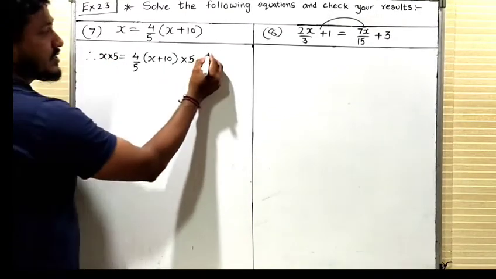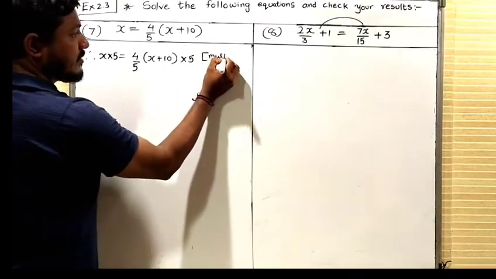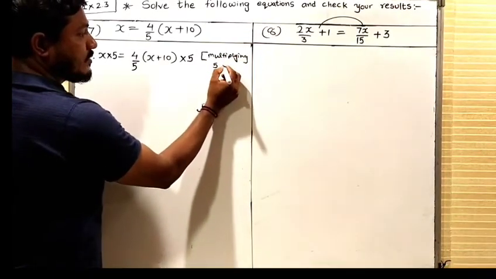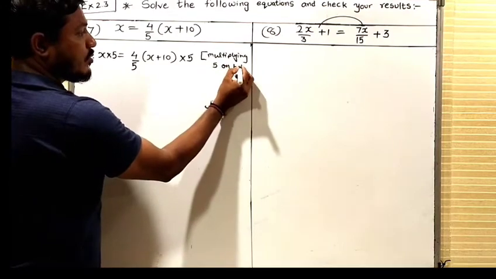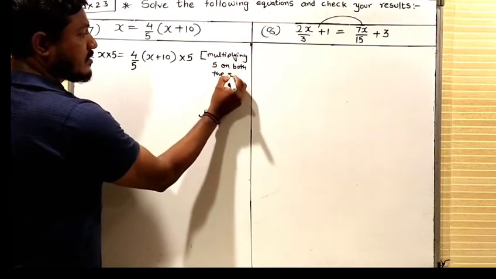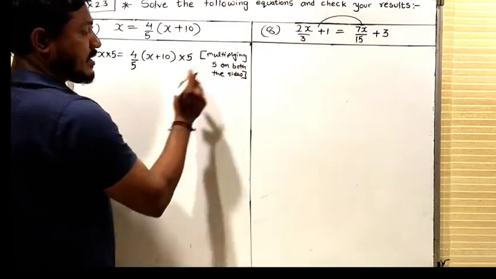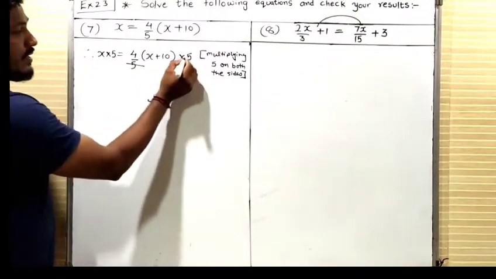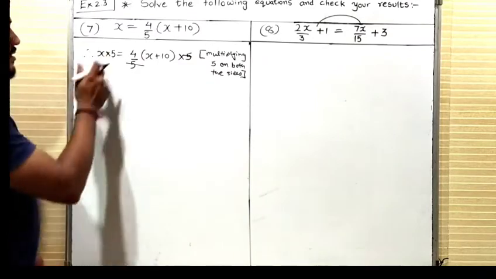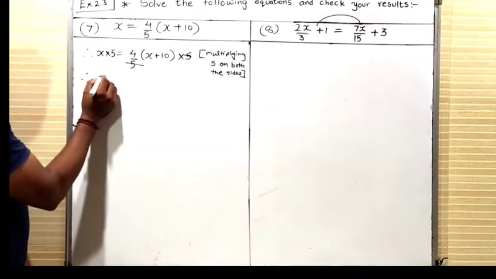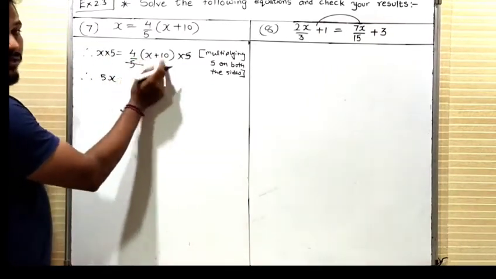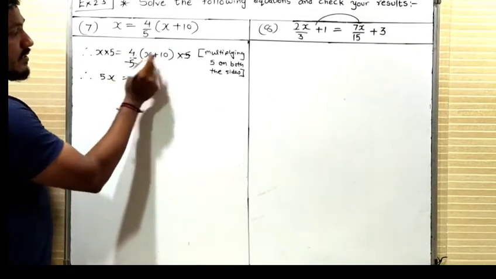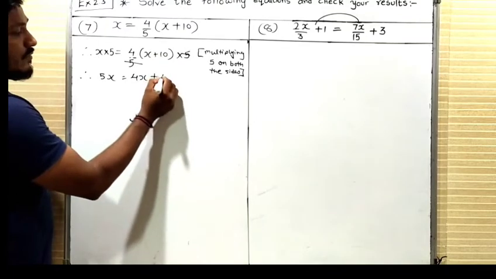Now you have to write the statement: multiplying 5 on both the sides, or you can write multiply both the sides by 5. Now by doing so, 5 and 5 you can cancel. Now 5 into x gives 5x. Now your multiplication becomes easier. 4 into x gives 4x, and 4 tens are 40.